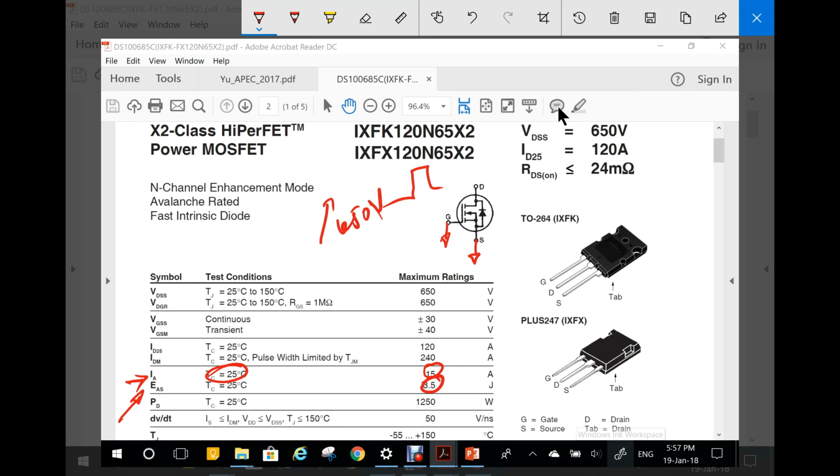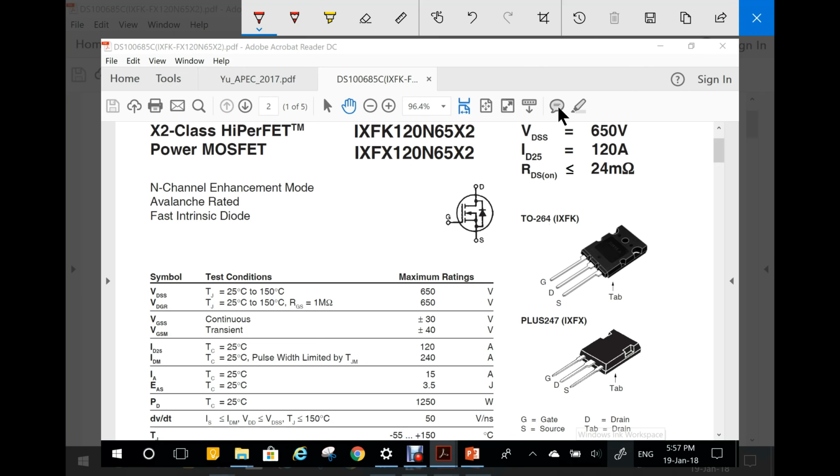Now, as it turns out, modern power MOSFET transistors are built in such a way that they act like a Zener diode. This will be a Zener diode of about 650 volt, so that once the voltage goes above it, it'll clamp it to about 650 volt, which is fine. The point is, of course, that this cannot be sustained forever.